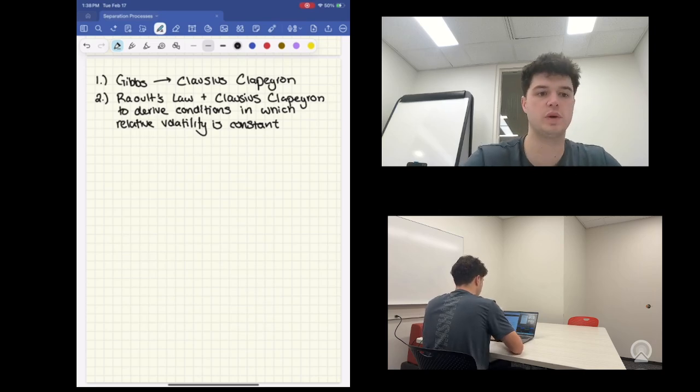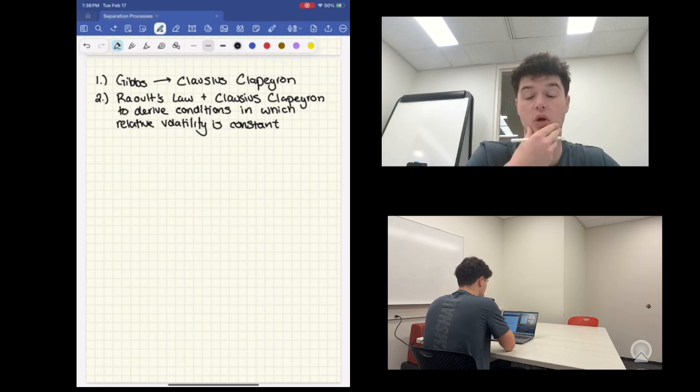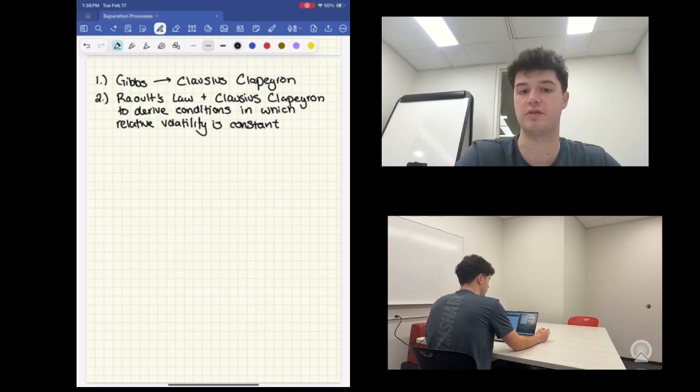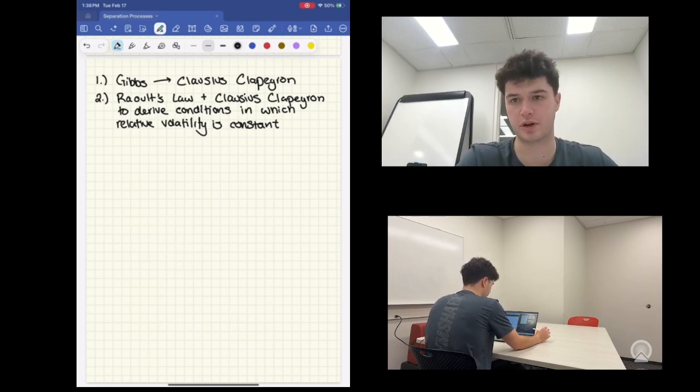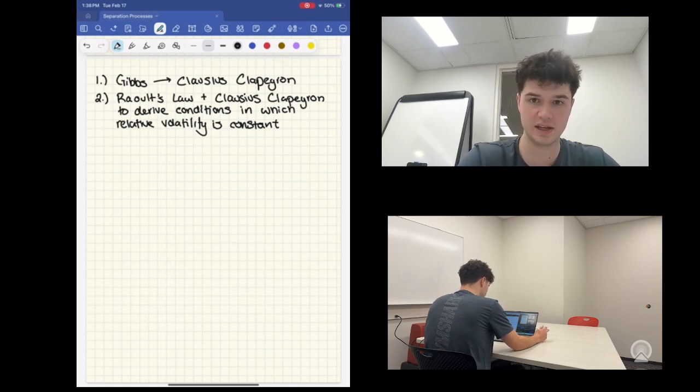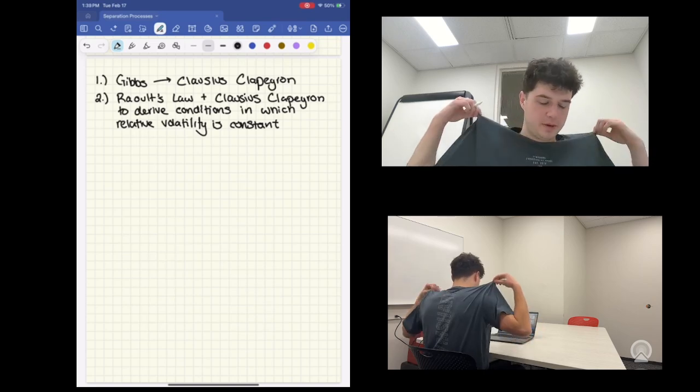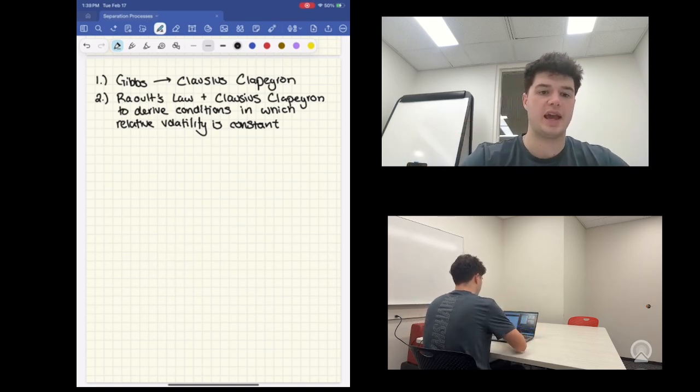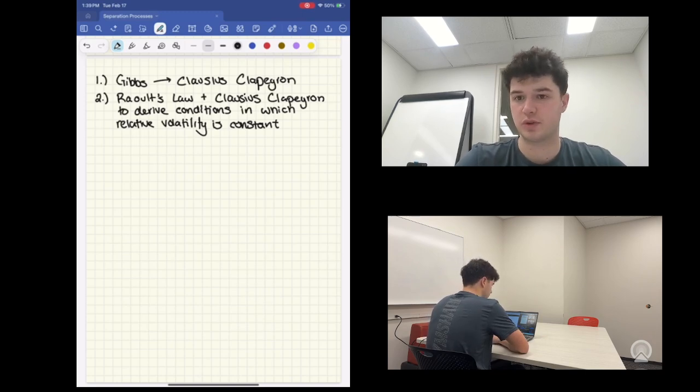You can see the first we will be starting with the Gibbs equality, and we will be deriving the Clausius-Clapeyron expression for vapor pressure working with a pure component. And then secondly, we will be using Raoult's law and that Clausius-Clapeyron equation which we derived, and we will then be deriving conditions for which relative volatility is constant. So I'm going to take some time and draw out a little figure for us to look at, and we'll get right into it.